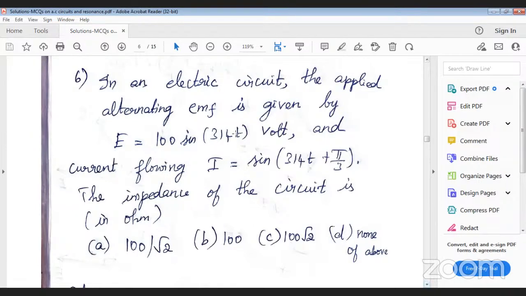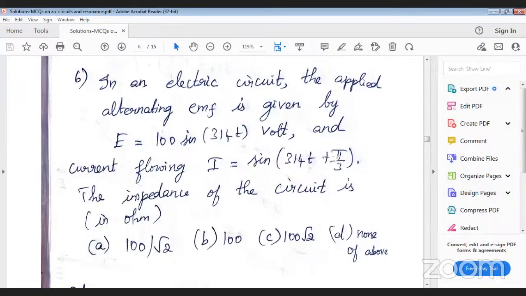Then I will be discussing the solution for the 6th question. In an electrical circuit, the applied alternating EMF is given by E equal to 100 sin 314t volt, when the current flowing is I equal to sin(314t plus pi by 3). The impedance of the circuit is, okay, you need to find out the impedance. So how can you find out the value of impedance? Impedance is nothing but resistance.